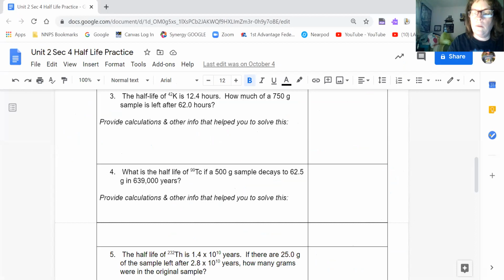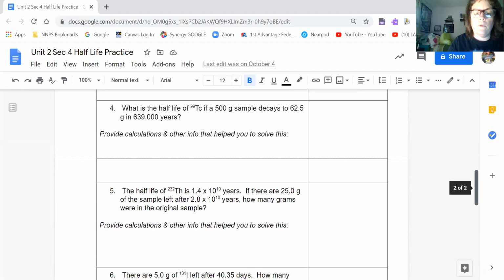All right, let's look at the next one. Number 4: what's the half-life of, I think that's Tc? I have to look on the periodic table for the element, but 99 is its mass. If a 500 gram sample decays to 62.5 grams in 639,000 years. All right, we got some big numbers in this one, but you got a calculator, so no worries.